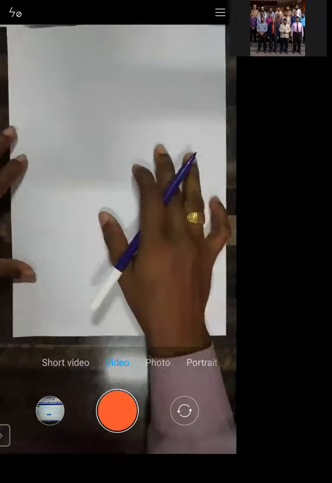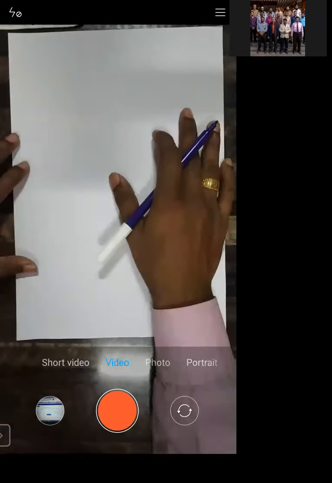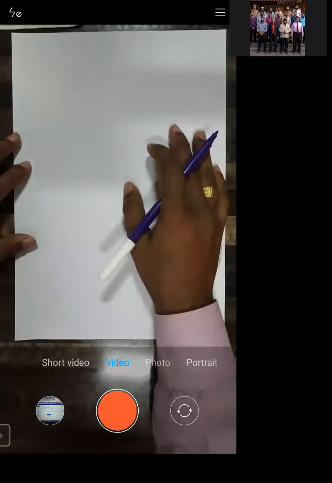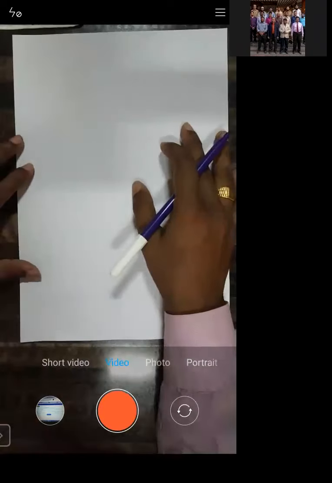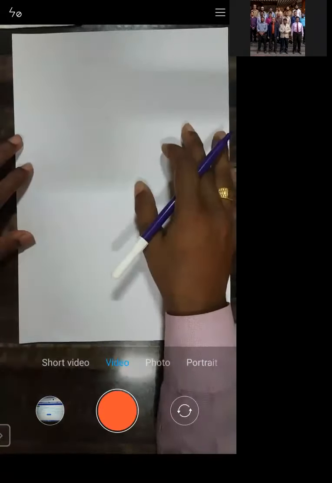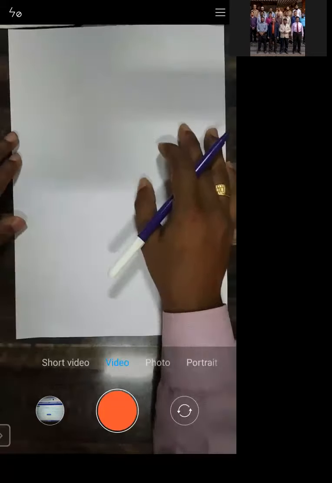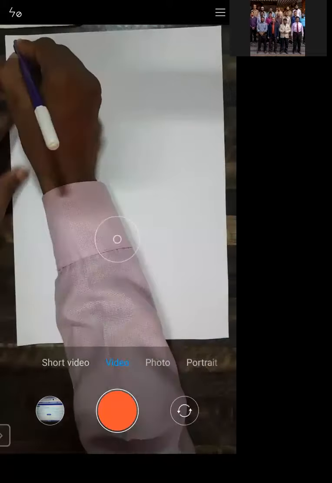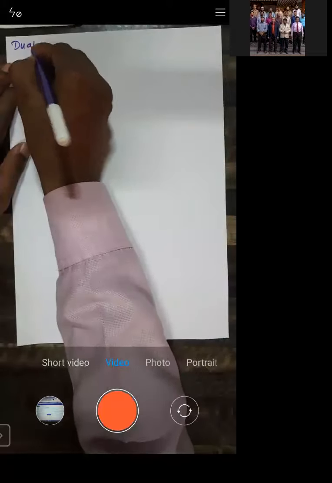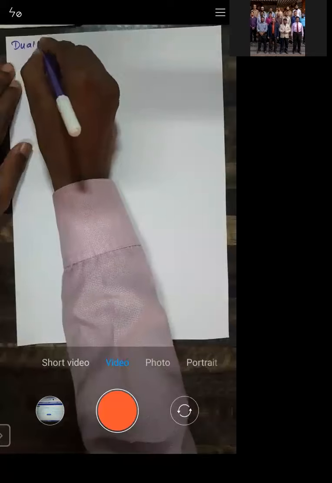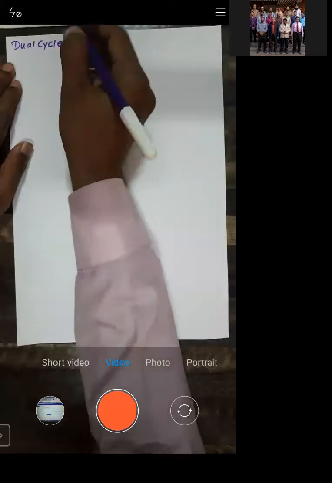Okay, so let us start today's session. In the last session, we started with the diesel cycle. In the last lecture, we saw the expression for the diesel cycle. Now in this lecture, we will see the expression for the efficiency of the dual cycle.